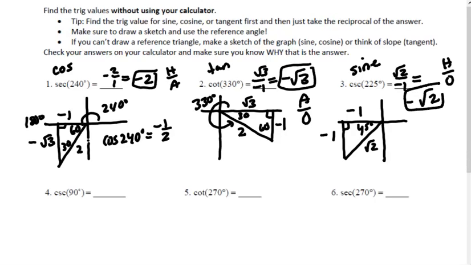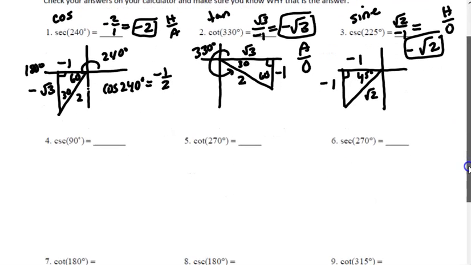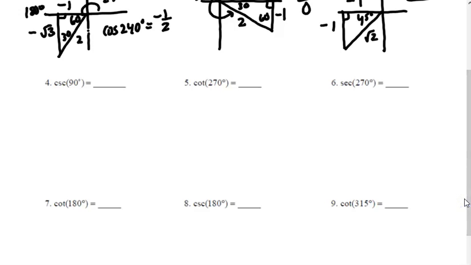So there's my answer for cosecant of 225. Now the next row we're going to be looking at some that I can't draw a triangle for. These are the quadrantal angles. So we have two strategies. I'm going to show you two different strategies for each one.